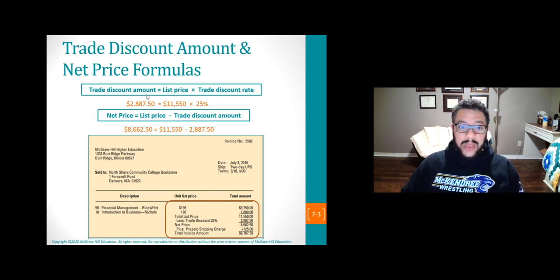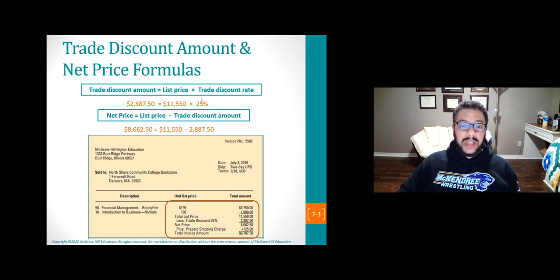So the way that we arrive at the trade discount amount, the amount that we are not going to pay, we're going to take the list price, which is exactly how it sounds, the price that's listed, and we're going to multiply times the trade discount rate. So when you multiply the discount rate by the price, you get the discount amount. Okay, so the discount amount is the amount that we are not going to pay. It's the amount that we are going to save.